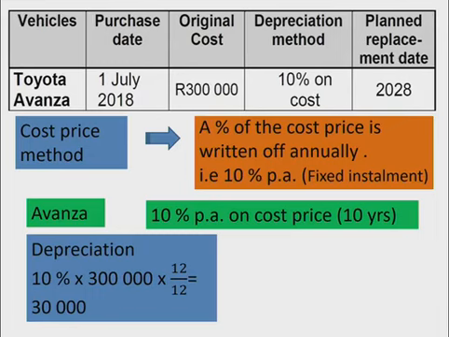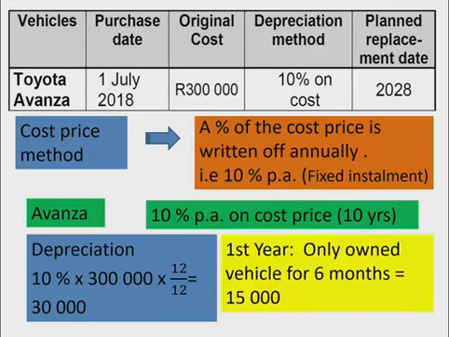But in our first year, we bought it in July, and the financial year ends on the 31st of December. So in our first year, we'll only have it for 6 months. And therefore, we'll only have to write off depreciation for 15,000 in the first year. But all the other years after that will be 30,000, except again in the last year, where we need to keep that residual value of 1 rand. But that explains the cost price method.